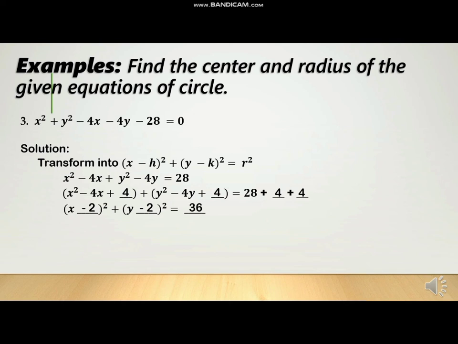So, diyan, naka-standard form na siya. So, madali na makita yung h at k. So, ang h ay 2, ang k ay 2. At ang r squared ay 36. So, ano ang magiging r? So, square root of 36 equals 6. So, the answer is, the center is at (2, 2) and the radius is equal to 6 units.